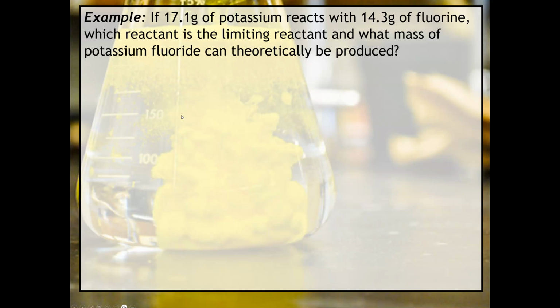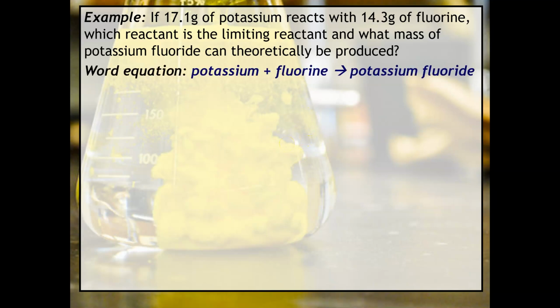Okay, so time to relate this back to chemistry. Let's go over to a question for potassium. 17.1 grams of potassium reacts with 14.3 grams of fluorine. Which reactant is the limiting reactant, and what mass of potassium fluoride can theoretically be produced? The word theoretically means, if I were to do this in a calculated way, what would it look like?